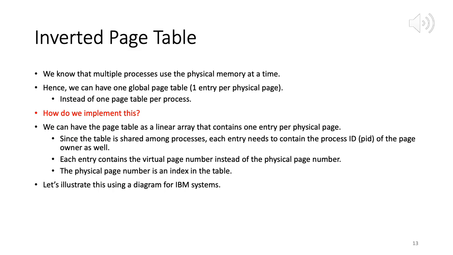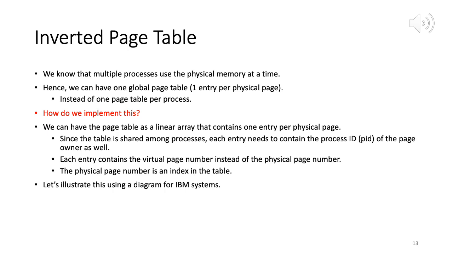So each entry contains the virtual page number instead of the physical page number. In a conventional page table, we used the page number as an index, and the contents we got after the lookup were the base physical address. Here it's a reverse, it's an inverted page table. So each entry of the page table will contain the virtual page number instead of the physical page number. The physical page number here will be used as an index into the table.